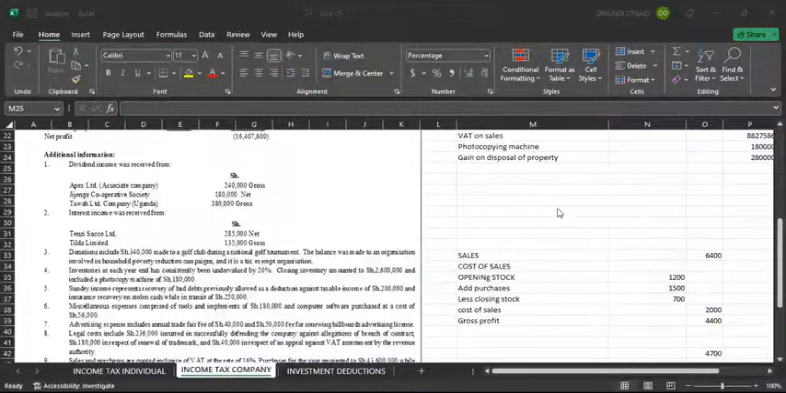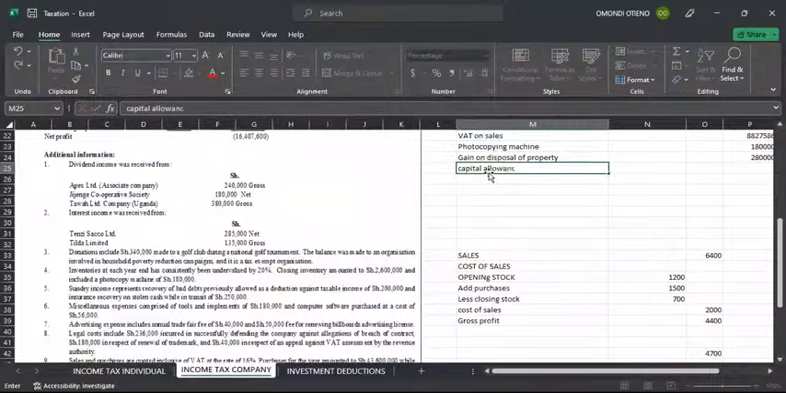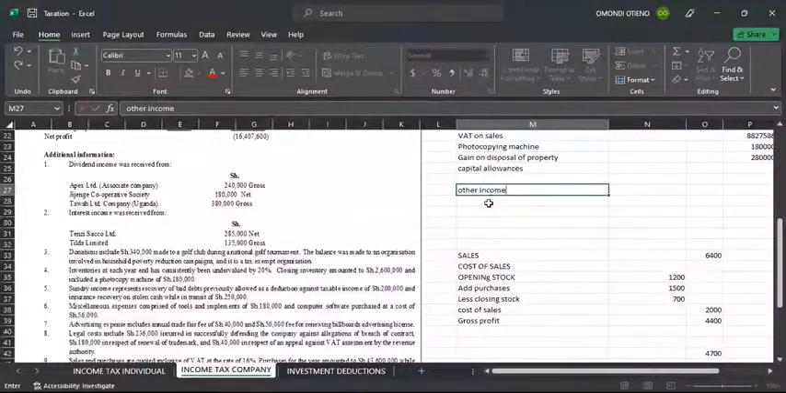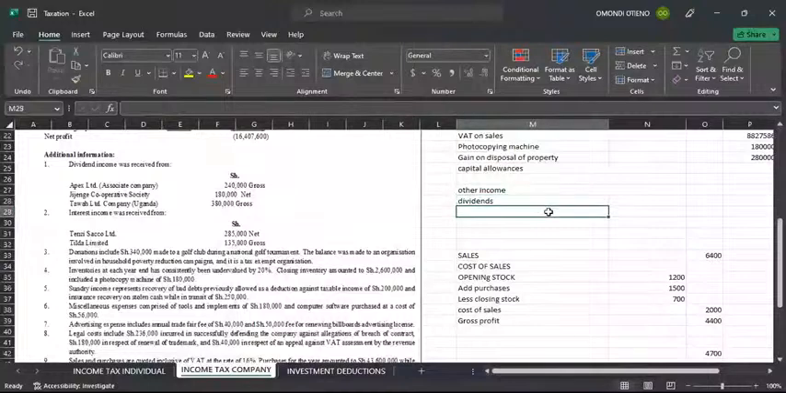Great. So what are we going to have? So we have dividends, and these dividends we have from Jijenge Limited. So Jijenge Cooperative Society.